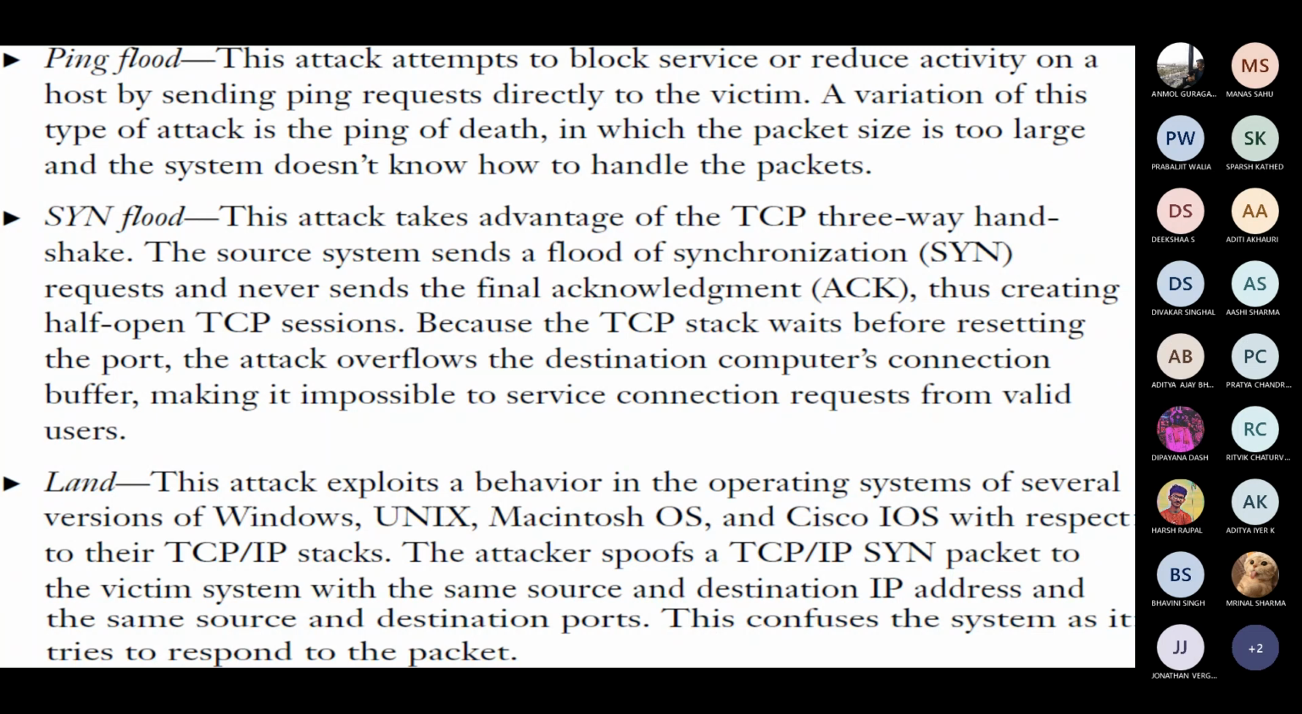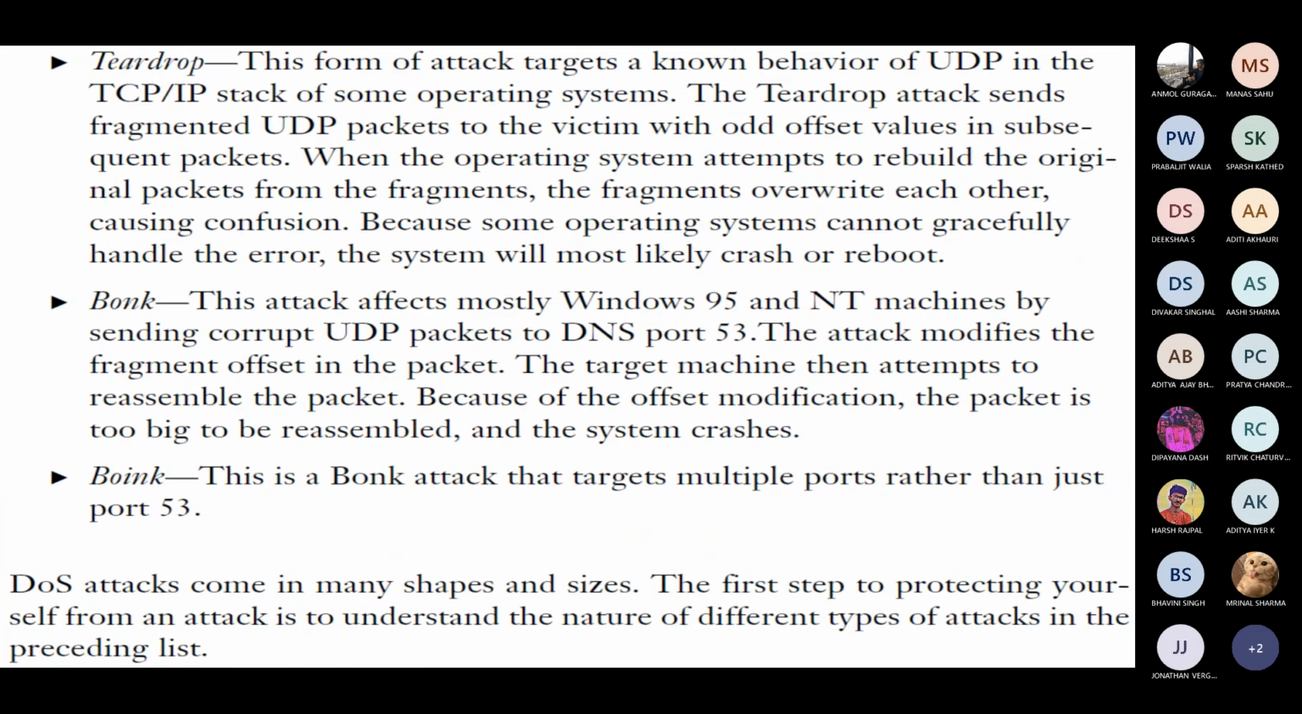LAND. This attack exploits the behavior in the operating systems of several versions of Windows, Unix, and other operating systems. Next, teardrop. Teardrop is also one type of attack which is used in the UDP as well as TCP IP stack, where the teardrop attack sends a fragmented UDP package to the victim with an odd offset value in subsequent packets. So here it makes use of fragmented UDP packets in such a way that it transmits the data with the connectionless UDP protocol.